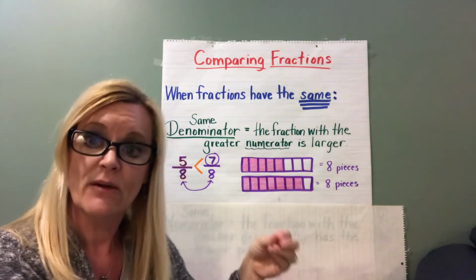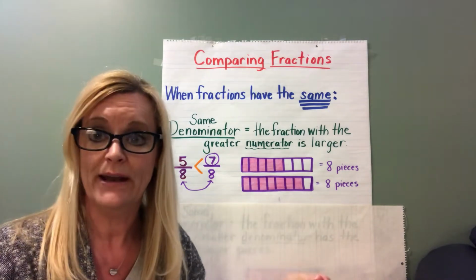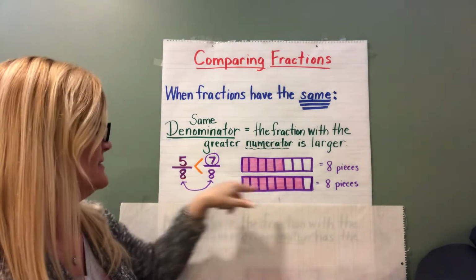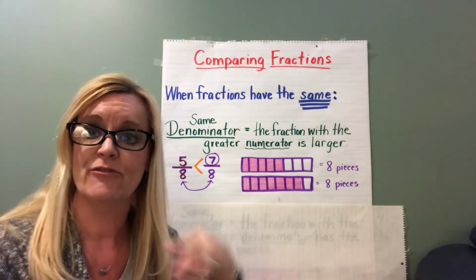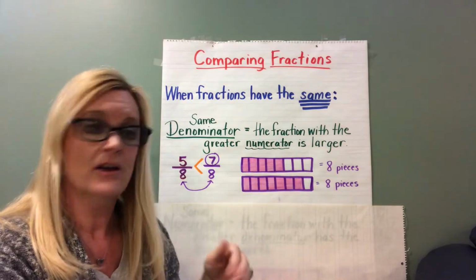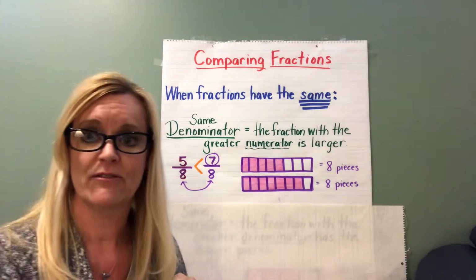You would have eaten the greater amount, so your fraction will be greater. Let's say this was 8 gumballs, and you ate 7 of them, and your friend ate 5. You ate more. 7 is bigger, so 7/8 is the greater fraction.